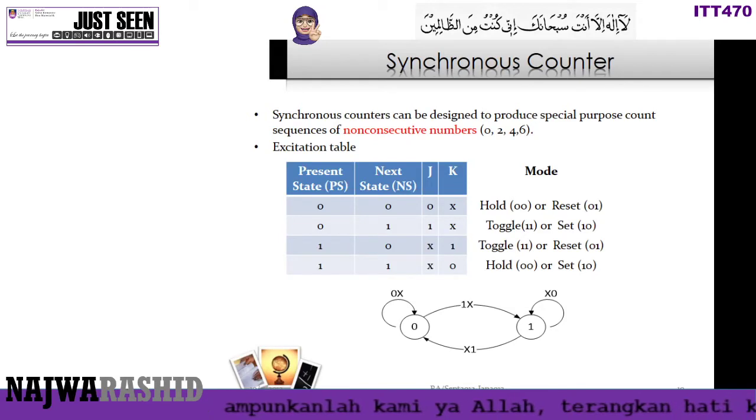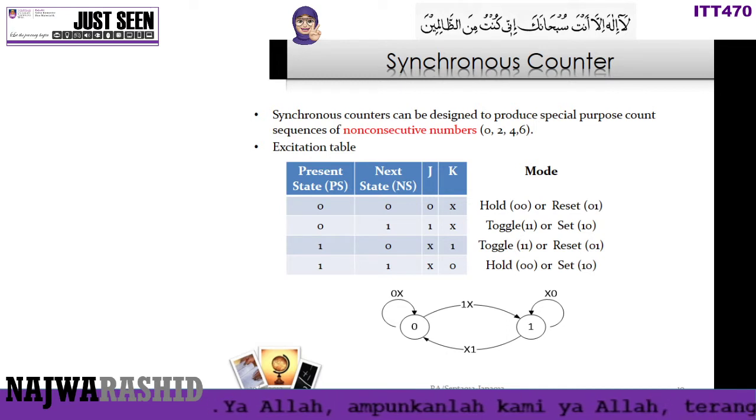A synchronous counter is constructed based on several JK flip-flops. The purpose of a synchronous counter is to produce a special purpose, in order to count a sequence. The sequences may not be in order. For example, here we have 0, 2, 4, 6. And then under the synchronous counter, you need to know how to derive the excitation table.